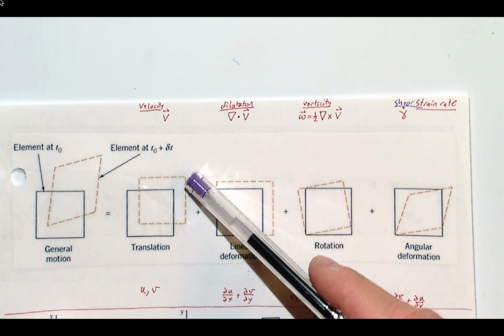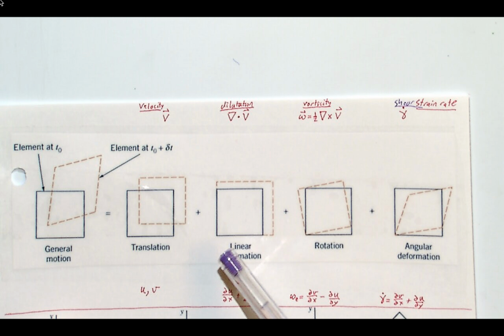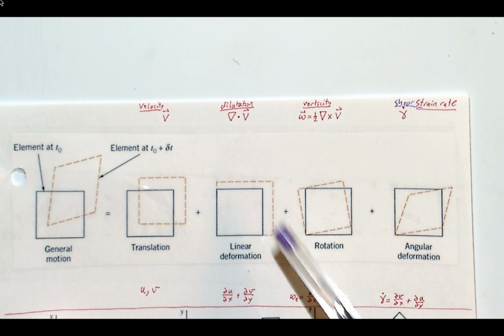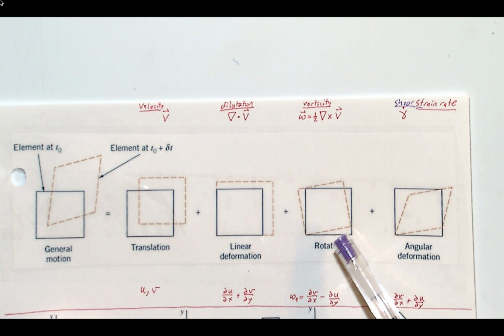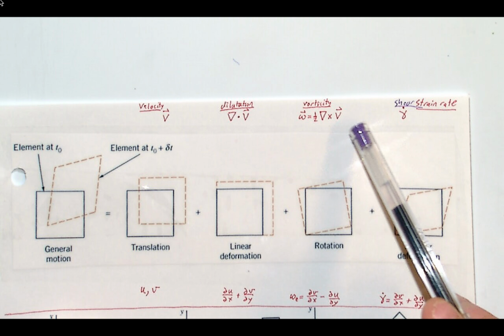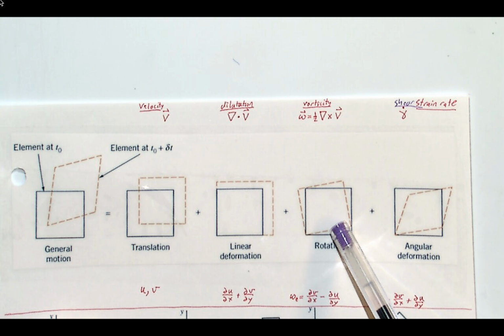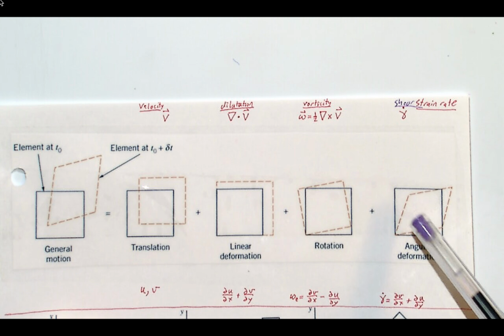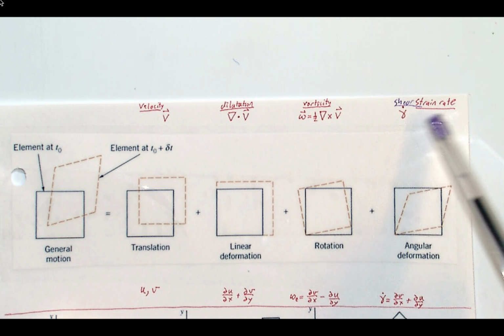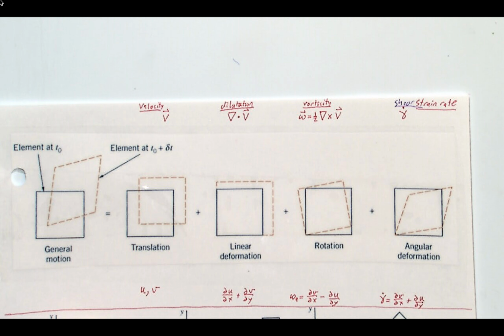Okay, so those are the different ways, a general way an element can change in a small time step. It can translate, given by the velocity vector. It can linearly deform from the divergence of the velocity vector, or the dilatation. It can rotate from the curl of the velocity vector through the vorticity, and it can also deform angularly. We can get angular deformation from the shear strain rate, which is the sum of the cross derivatives.